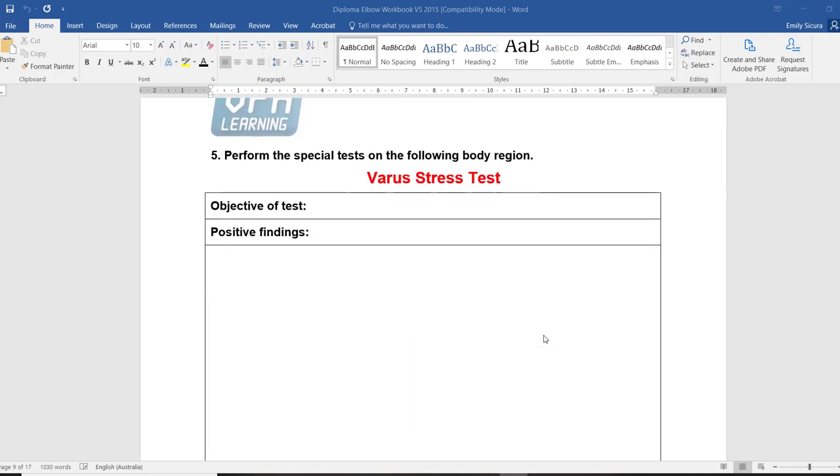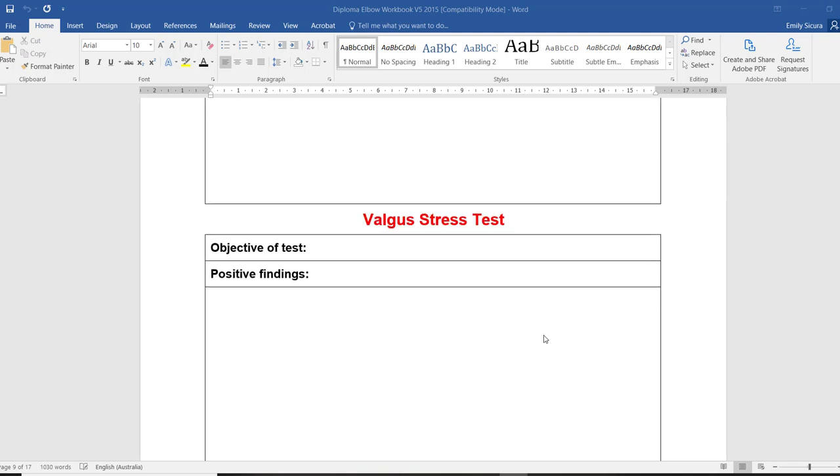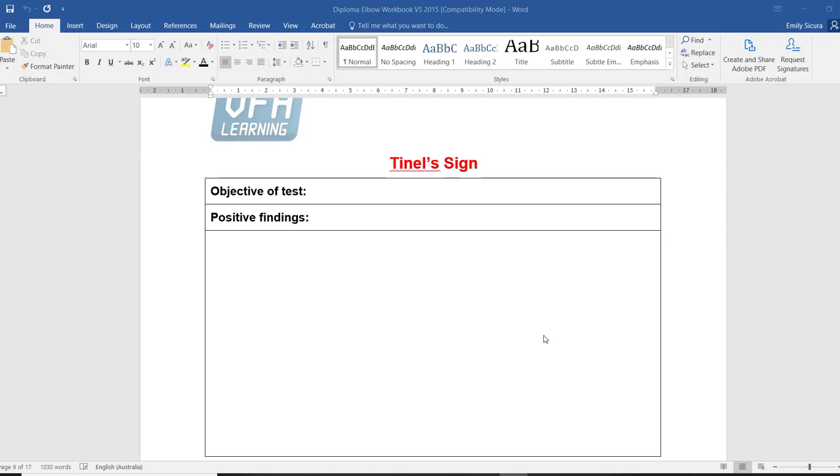For part 5, for the following special tests, you need to identify what the objective of the test is, what a positive finding for the test is, and how that test is performed. So this needs to be done for a varus stress test, a valgus stress test, Tinel sign.